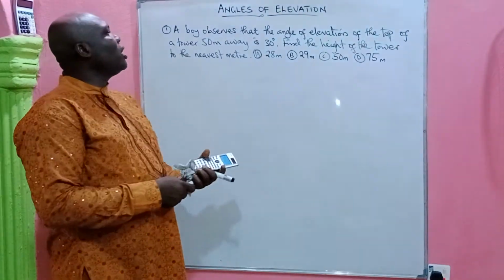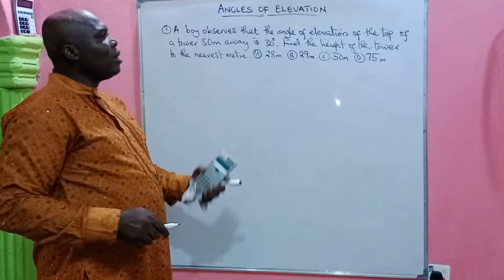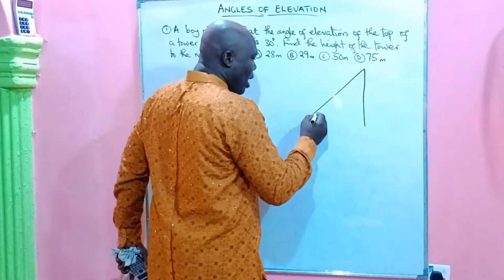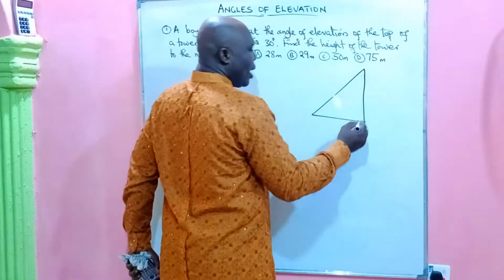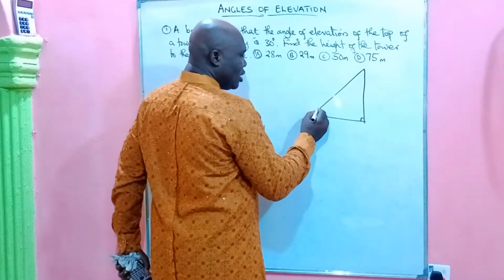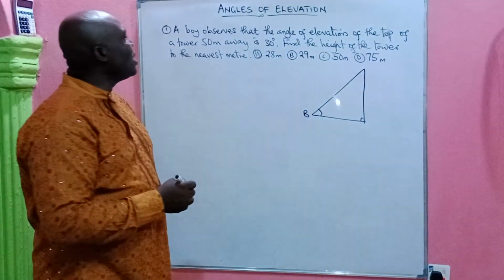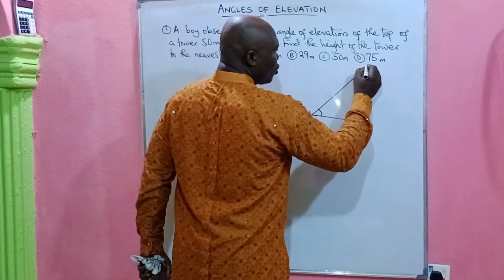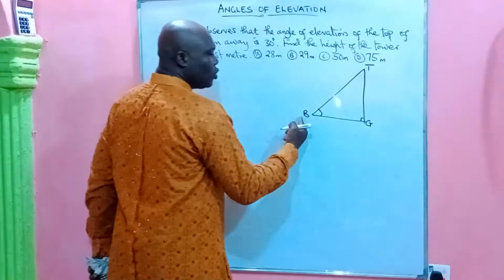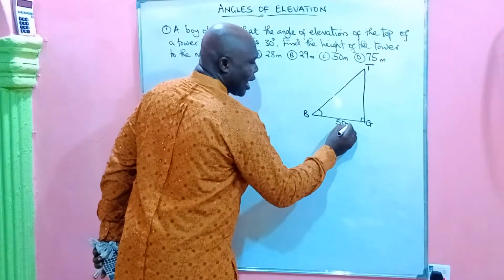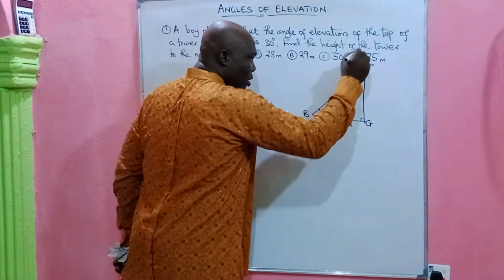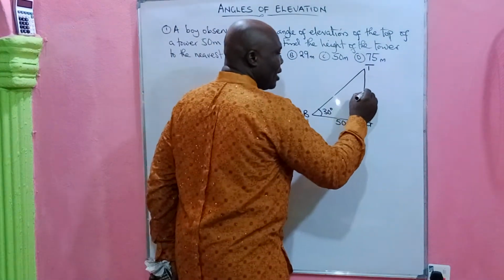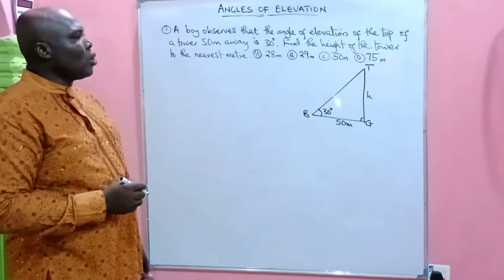All right, so a question is given on the board. They say the boy observes that the angle of elevation of the top of a tower 50 meters away. So this is a tower, and this is where the boy is. He observes the angle of elevation of the top of that tower 50 meters away. If this is the tower and this is the ground level, from here to where the boy is, is 50 meters away, and the angle of elevation there is 30 degrees. So you should find the height of the tower to the nearest meter.